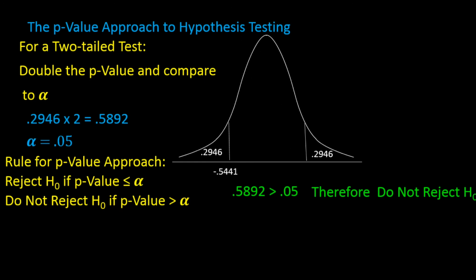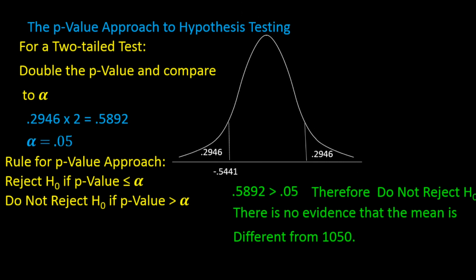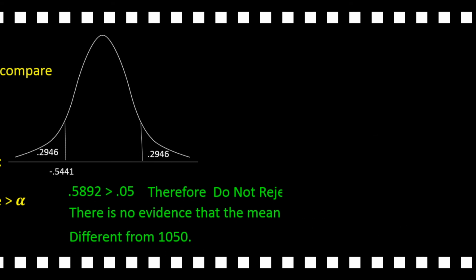We typically use the critical value approach when we are conducting hypothesis testing by hand calculations, but when we use a computer program to conduct the hypothesis test for us, the program will give us a p-value, and then we will need to compare that with alpha to determine the statistical conclusion of whether to reject the null hypothesis or not. So therefore, we do not reject the null, and to put this in the context of the problem, we would say there is no evidence that the mean is different from 1,050 hours.